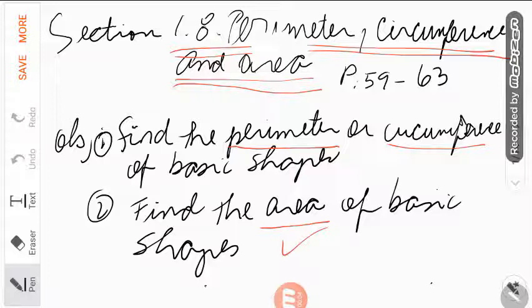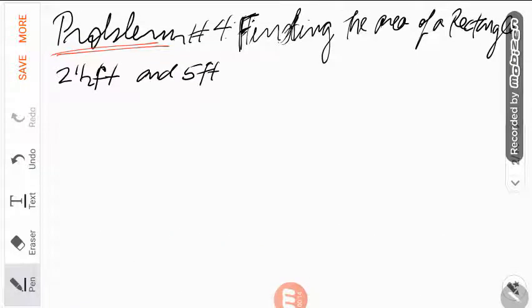In this occasion, continuing with section 1.8, perimeter, circumference, and area, we are going to continue explaining problem number 4, finding area of a rectangle. Okay? In the problem exposed by the textbook on page 62, problem number 4, we have the intention, according to the indications, to make a banner. And the measurements for the banner are supposed to be 2.5 feet in base and 5 feet in height.